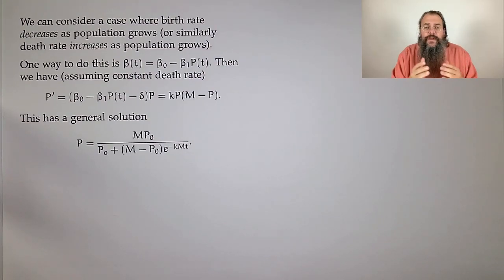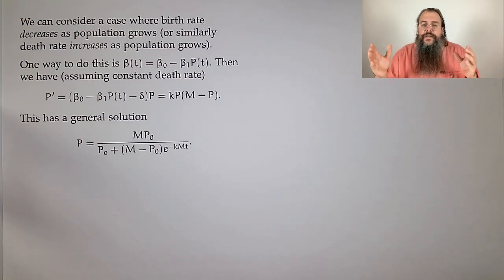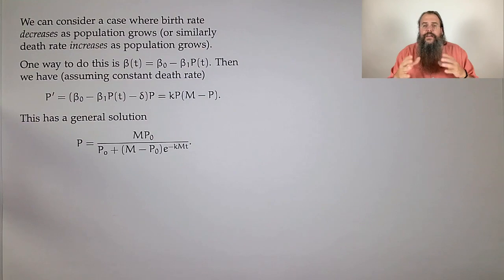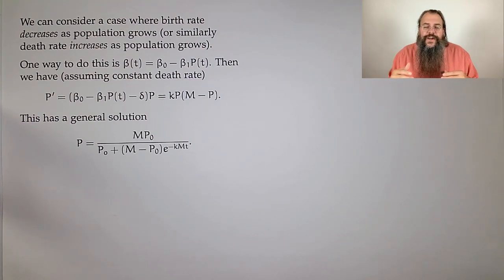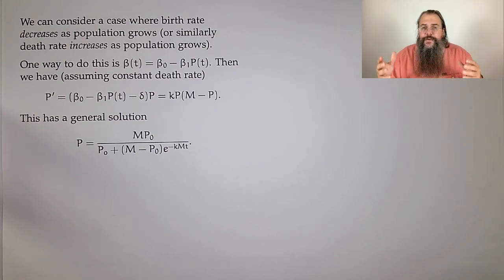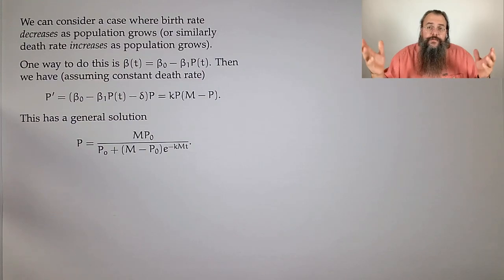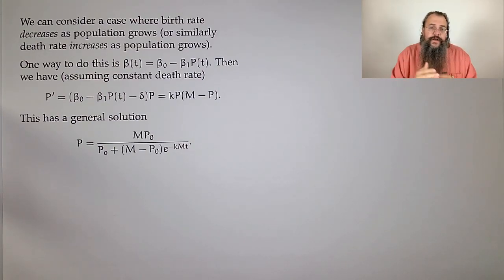Another way you can think of this is maybe it's not that the birth rate decreases. Maybe a similar thing could be that the death rate increases as the population grows. In that case, there's more competition for resources, and so not everybody gets as much as they used to. Or there's more likelihood for diseases or something. So either one of those leads to the same kind of scenario. So let's just focus on the birth rate one.